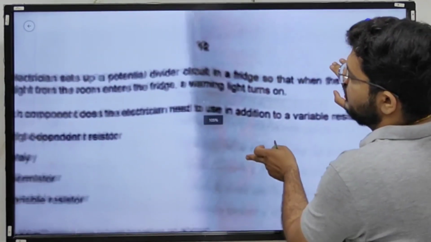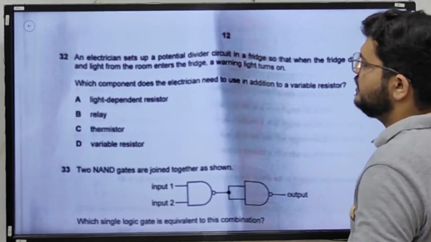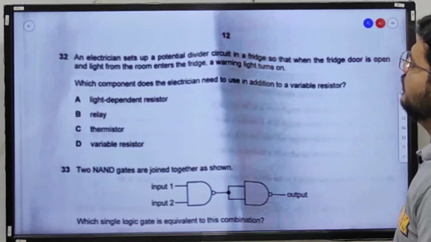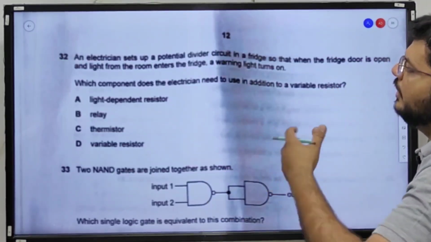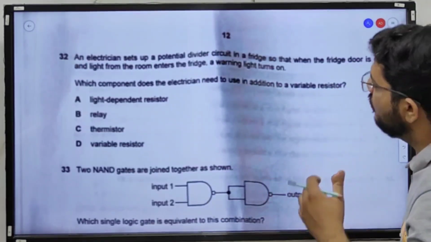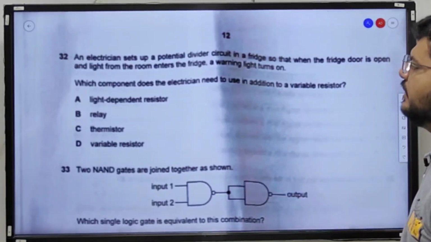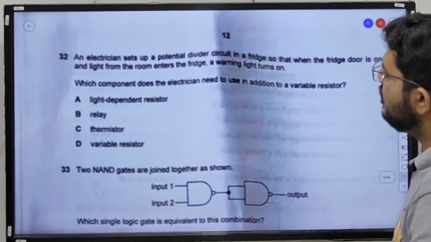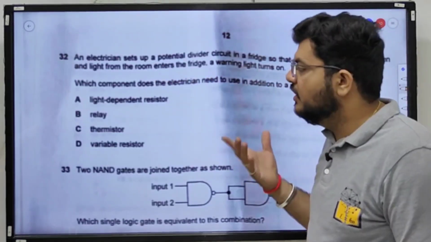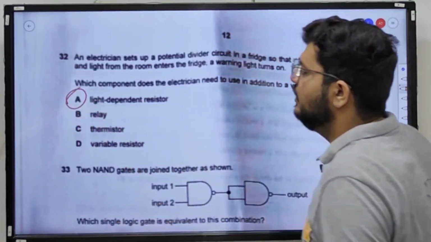We have question 32. An electrician sets up a potential divider circuit in a fridge so that when the fridge door is open, the light from the room enters the fridge and a warning light turns on. Which component does the electrician need to use in addition to the variable resistor? So he wants to detect the presence of light. He must use a light dependent resistor, right?